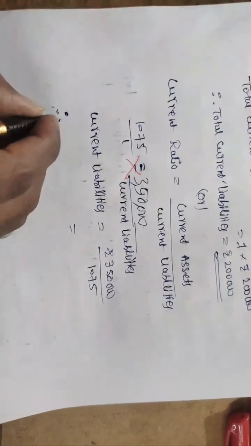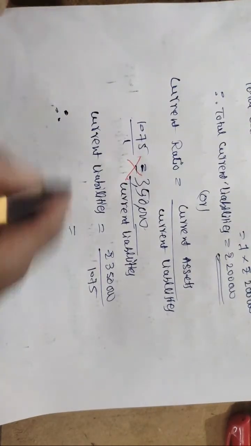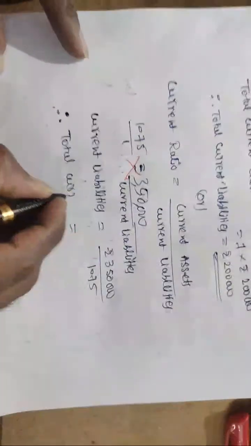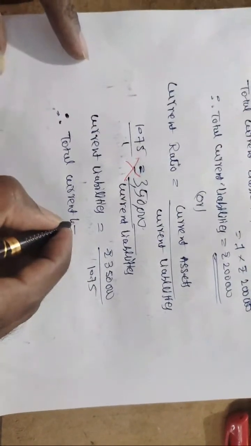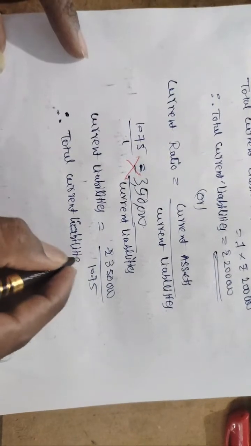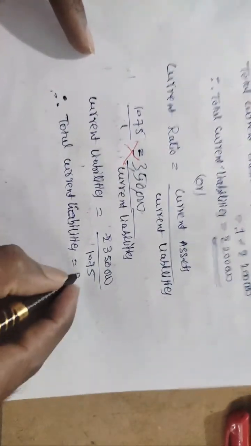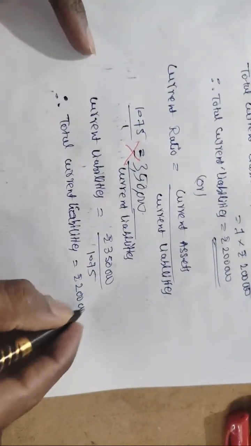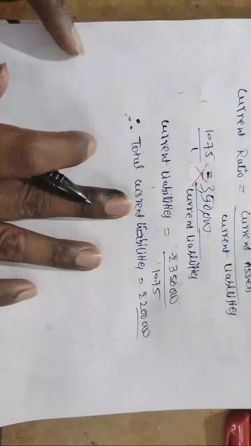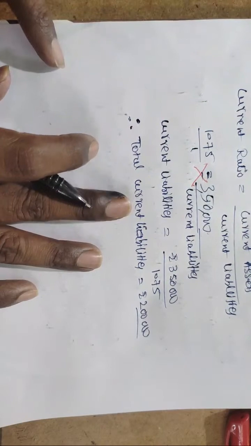Therefore, total current liabilities equals rupees 2 lakhs. There are two methods. Directly you can multiply or you can do it in this way.